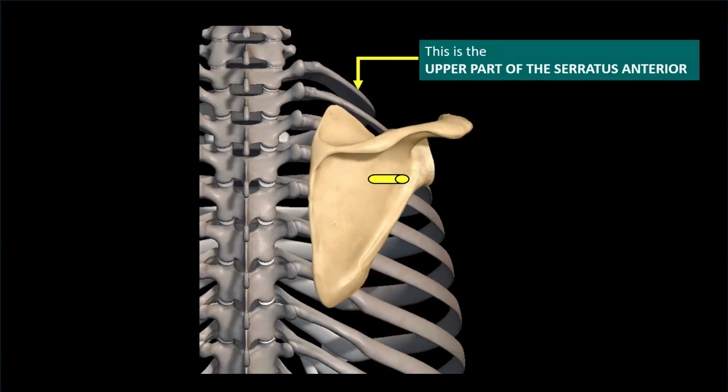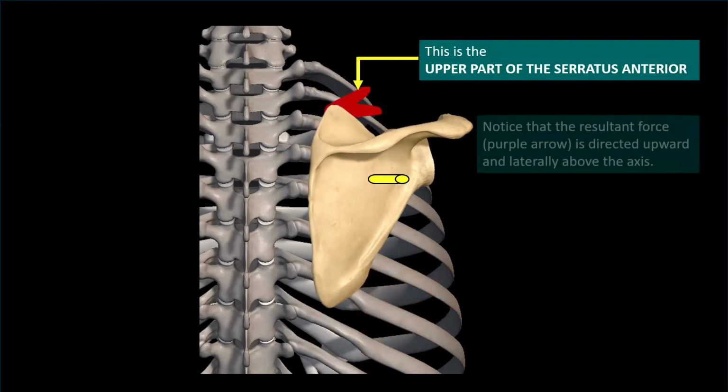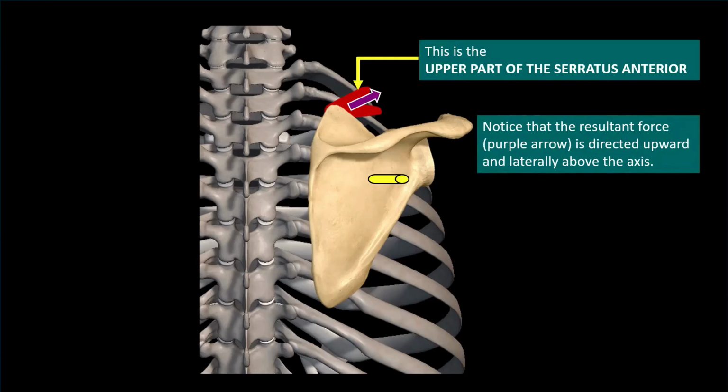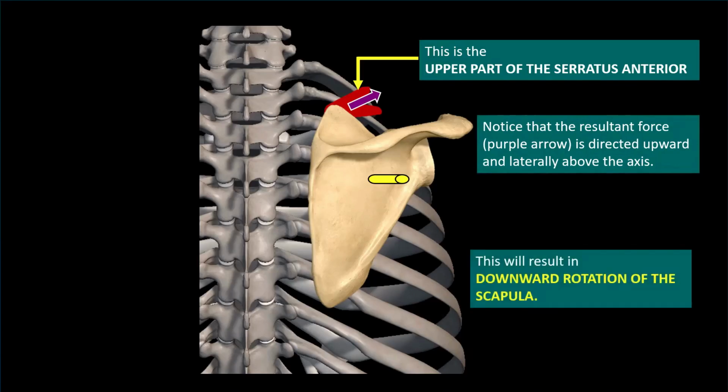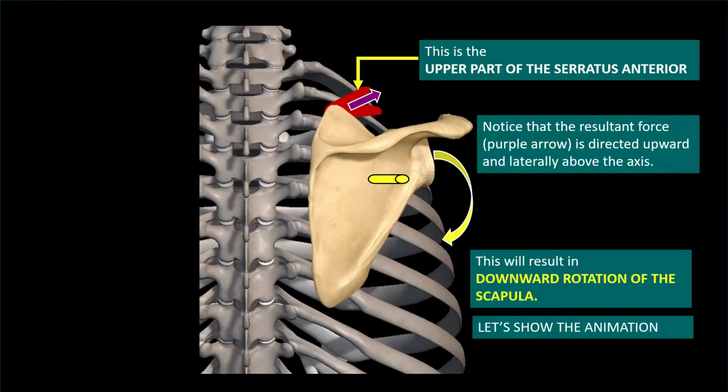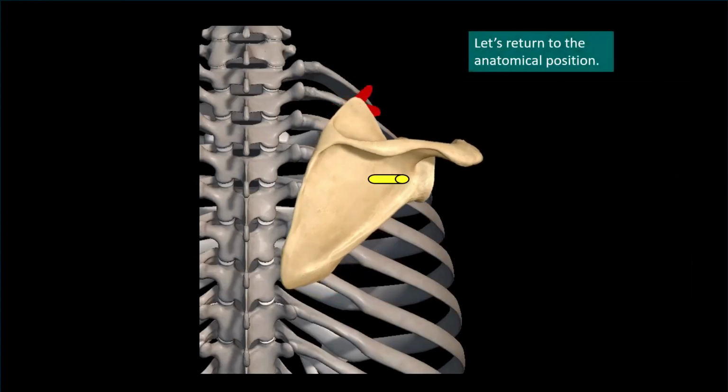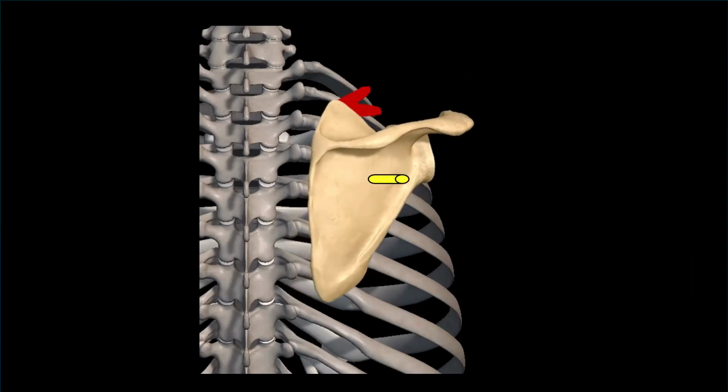This is the upper part of the serratus anterior. Notice that the resultant force, purple arrow, is directed upward and laterally above the axis. This will result in downward rotation of the scapula. Let's show the animation.